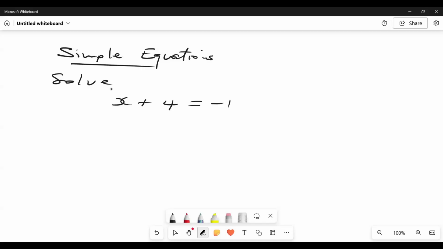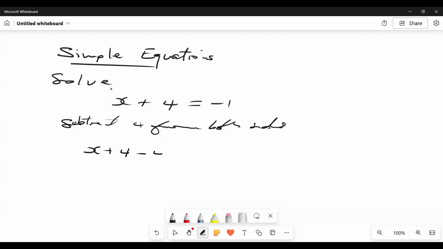So since you have x plus 4, what we could do is subtract 4 from both sides, right? So we have x plus 4 minus 4. So this here is going to become 0, right? You're left with x equal negative 5. And that's your solution. Simple as that.